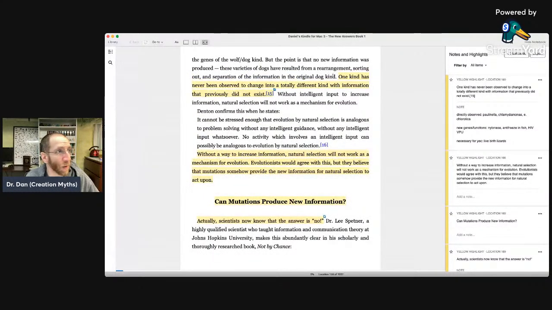I like this one. One kind has never been observed to change into a totally different kind with information that previously did not exist. Now you can see my note here. You get a little look into my brain as we're doing this because my notes are going to be on screen, which is cool. I like that. So we have observed things changing, doing by any reasonable standard what is a word that I don't care for, but creationists like, and that word is macroevolution.